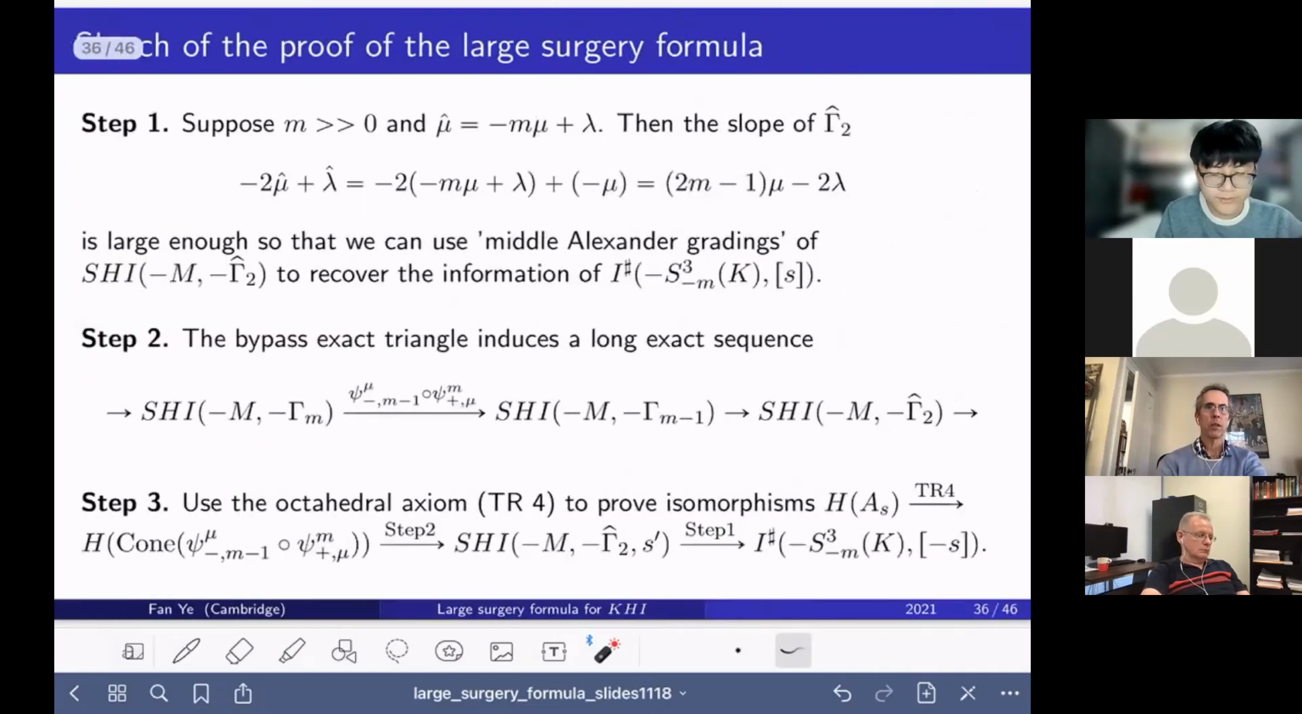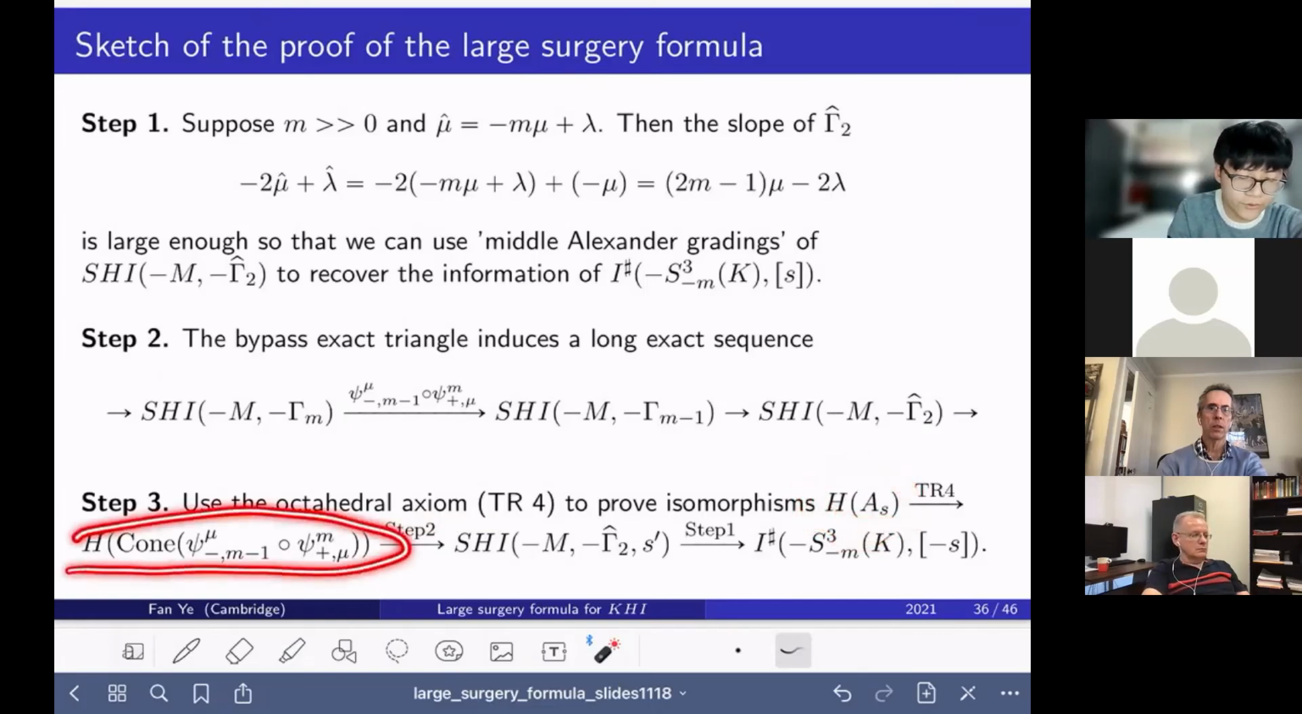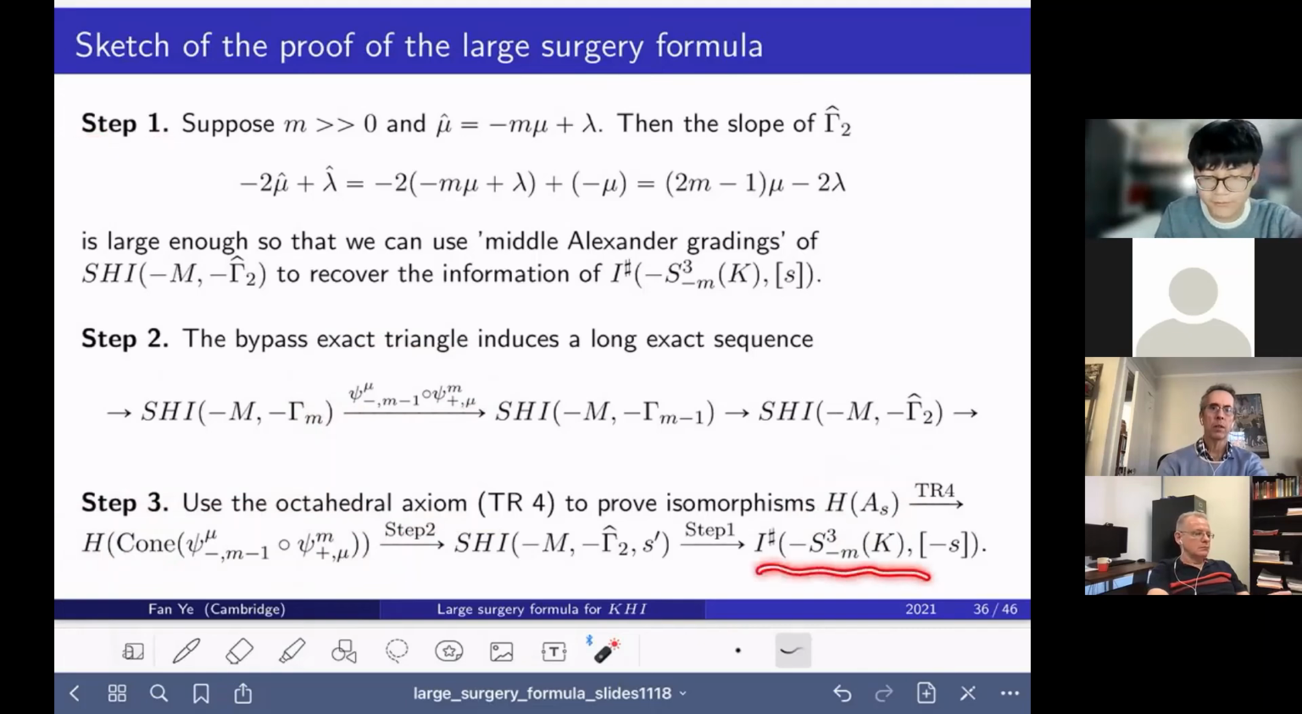And in the third step, we use some algebraic axiom. So we use the octahedral axiom to prove there's an isomorphism between the homology of the band complex and the homology of the cone of this map we just defined. And then by step 2, the homology of this cone is isomorphic to the homology of gamma 2 hat. And by step 1, we can recover the information of I sharp in this suture homology.